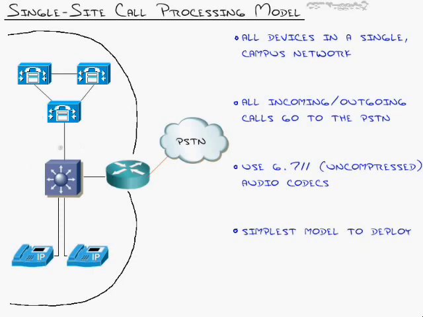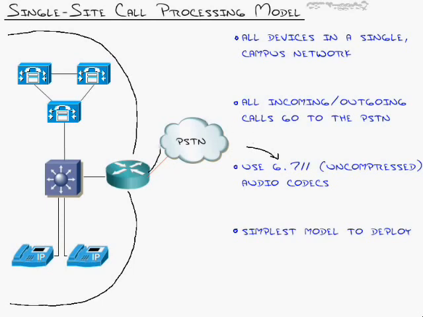It's all one location. All incoming and outgoing calls go to the PSTN, so you don't have to worry about wide area network links compressing your voice. Just like you can see down here, we use G.711 audio codecs. They're very high quality. That will allow you to send audio at extremely high quality between all the devices because bandwidth isn't an issue.